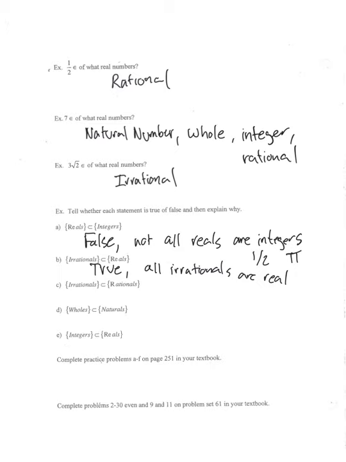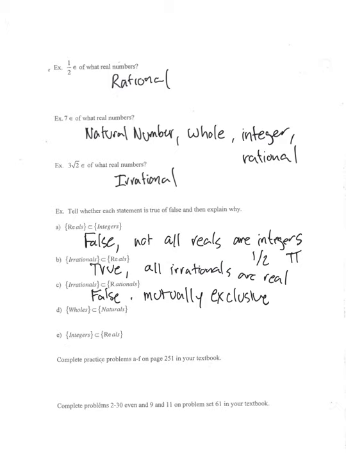Now, next we've got irrationals are a subset of rationals. And this is undeniably false, right? In fact, if you are an irrational number, by definition, you are not a rational number. So what we would call that is mutually exclusive. You have to be either one or the other. You can't be both. Mutually exclusive.